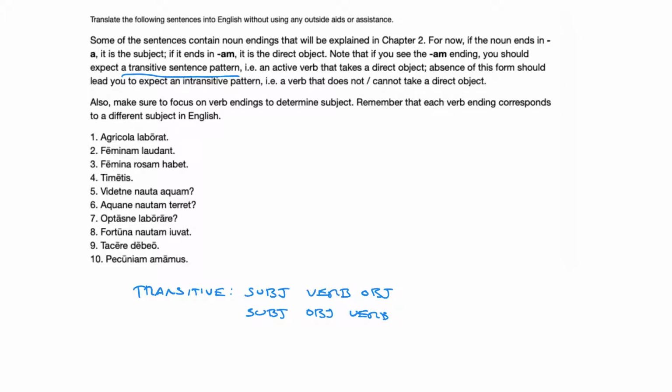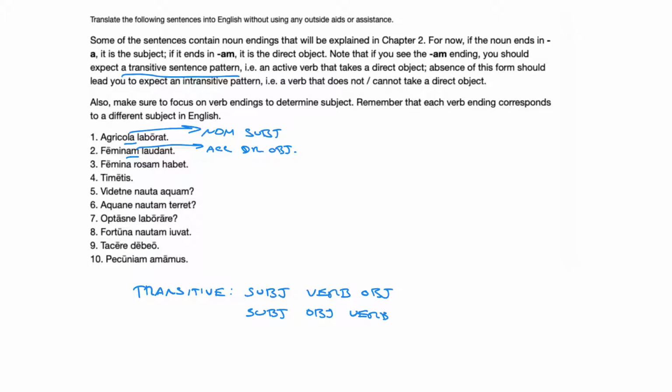In that first sentence, it couldn't really read agricolam laborat, with that am ending. All right, it reads agricola because it needs to be the subject. Okay, so with that a ending, that's going to be our nominative subject. So that nominative subject is going to be the doer of the action. All right, in number 2, feminam, that's going to be our accusative direct object. And that direct object is going to be the recipient of the action.